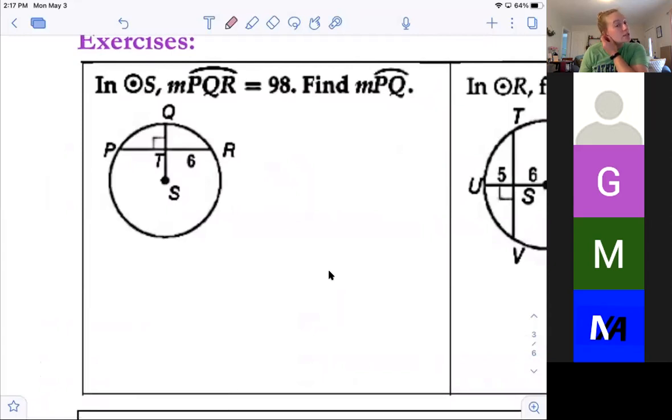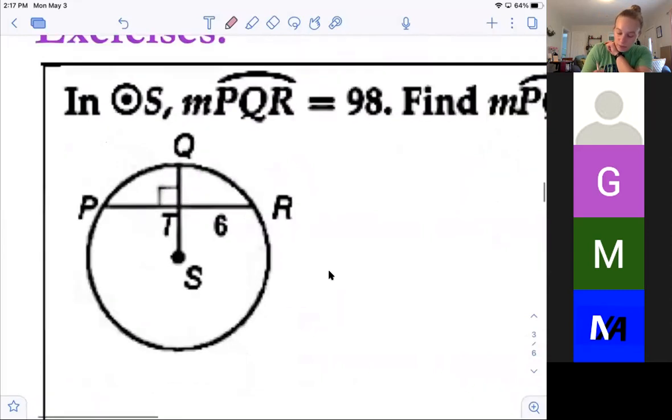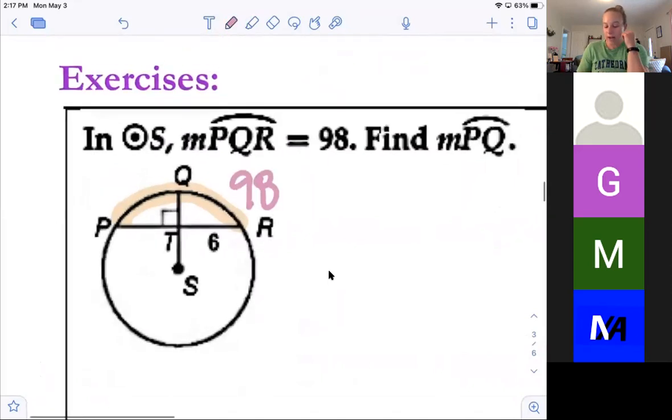So this one says in circle S, measure of PQR is 98. So measure of this whole arc, PQR, is 98. It says find measure of PQ. So it's just half of it. It's just this part right here.